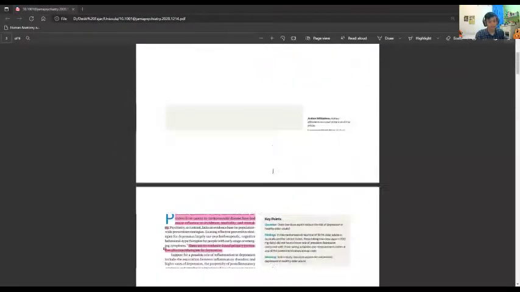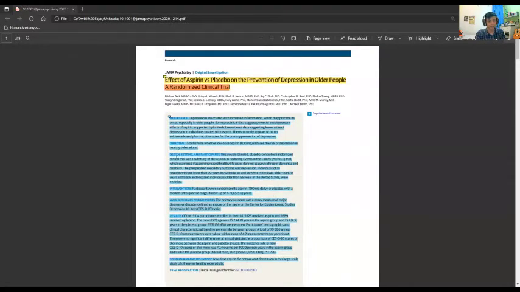And this is basically the summary of the whole article: the objective, the design, setting and participants, the intervention, and the outcome are basically here. So it's reported on page number 1.